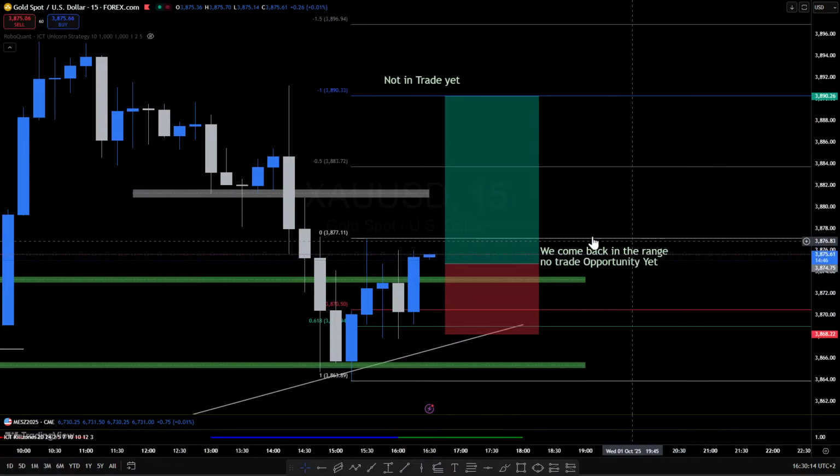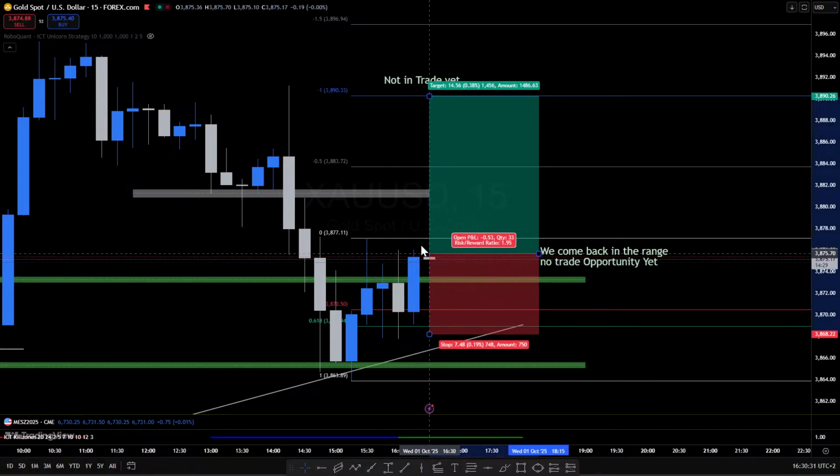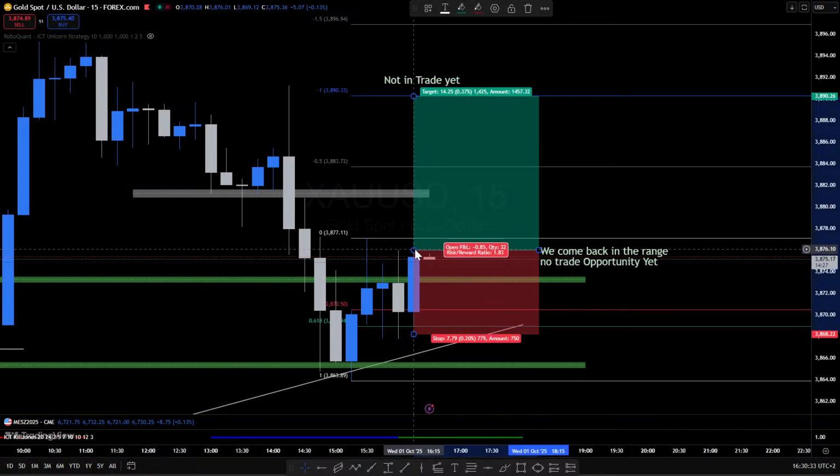This one looks good. If this one could make a wick around right here, and then it comes back and retraces to remove these highs, this could be a good trade. Could be a good trade.